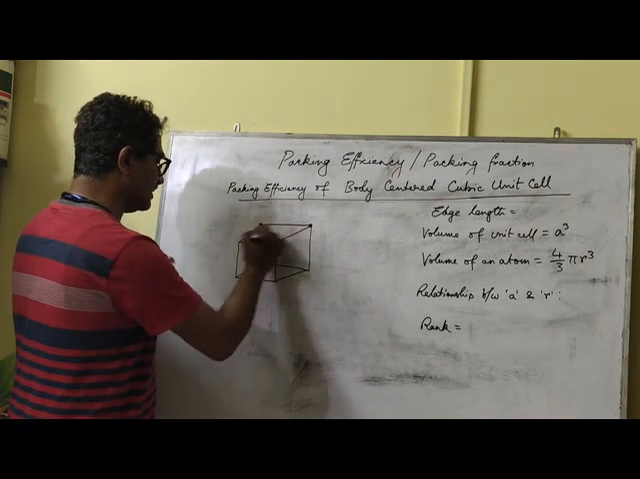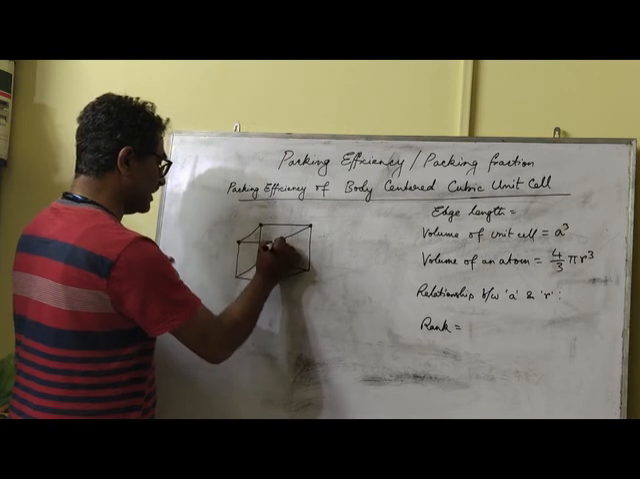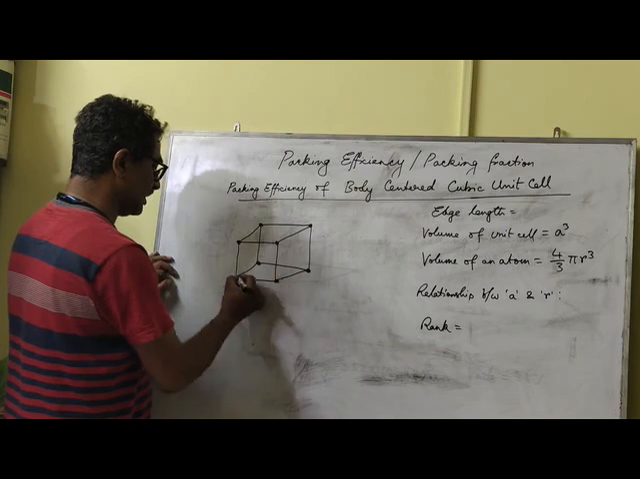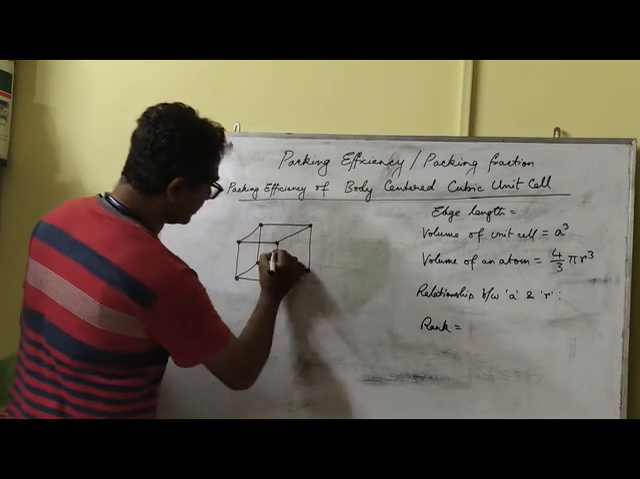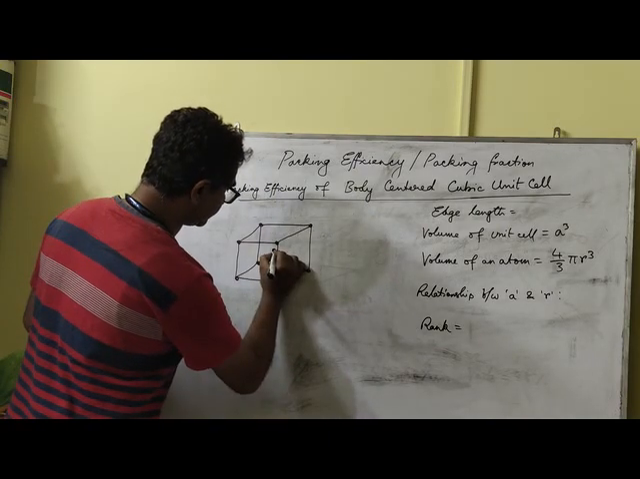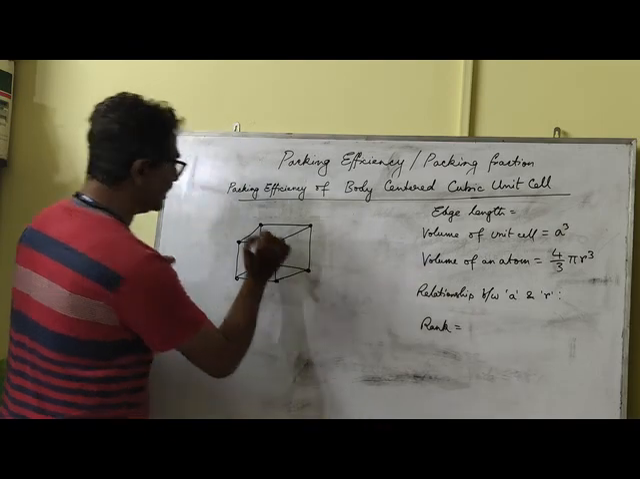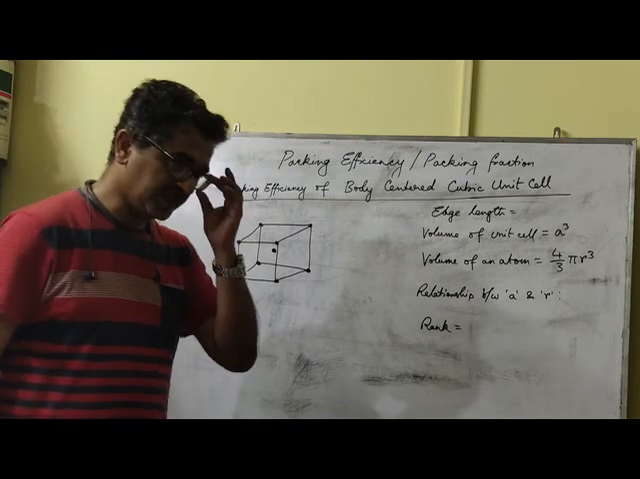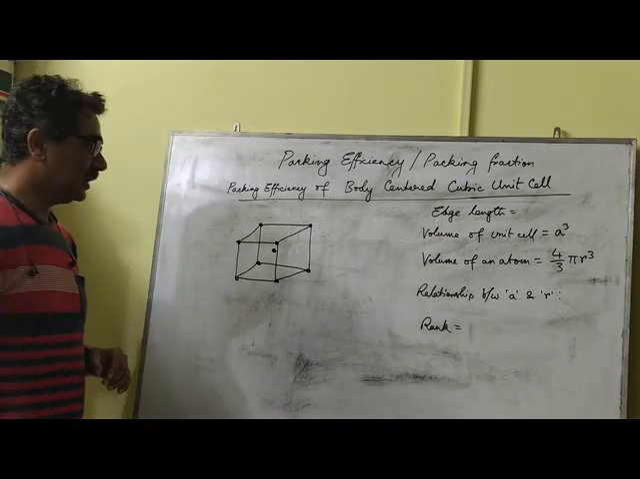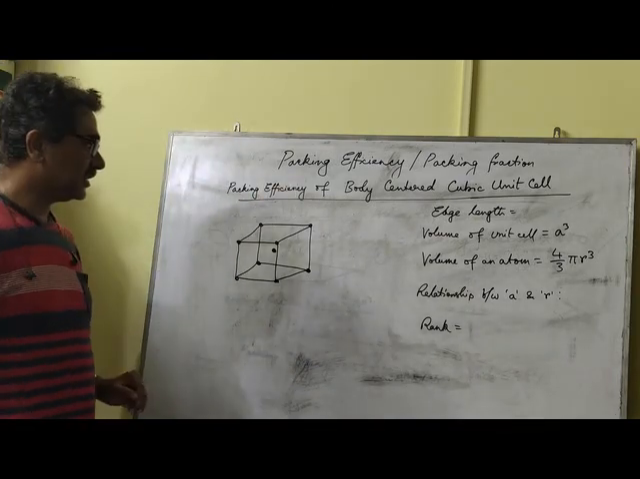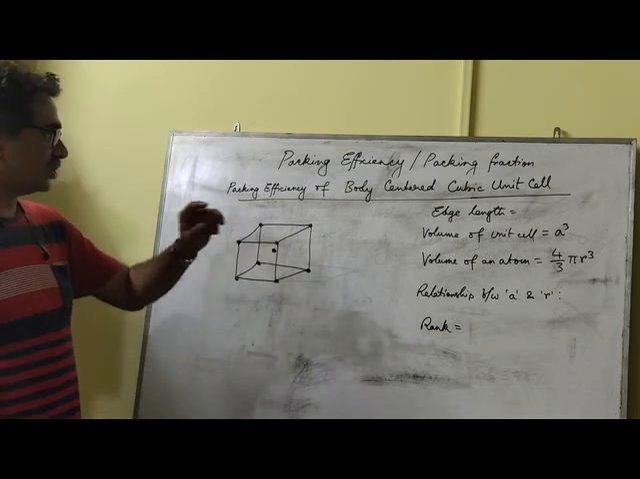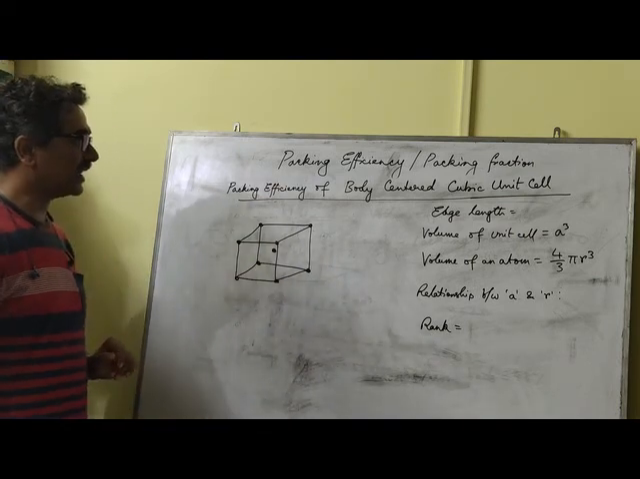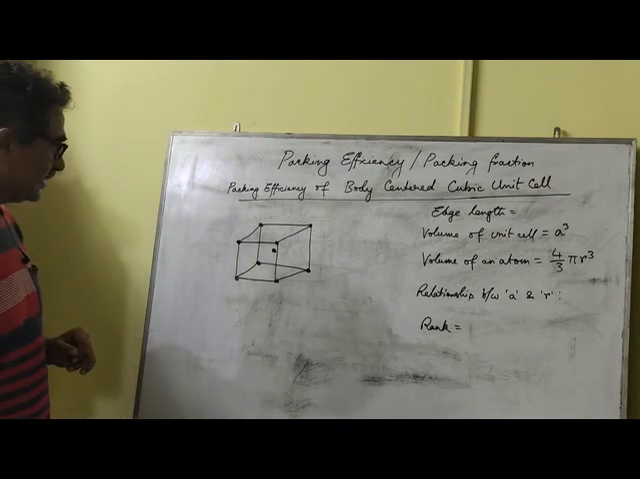So at the corners we have atoms as usual, just like a simple cubic unit cell. Along with that we have one at the center. So let this be the center. Inside the body of the unit cell we have the atom over here. So we are going to write, with respect to a body-centered cubic unit cell, the values which we will require for calculating the packing efficiency and packing fraction.